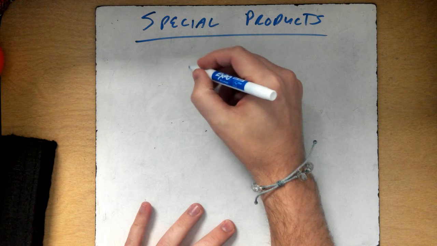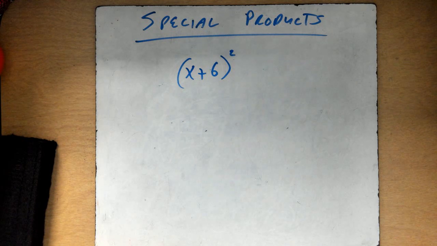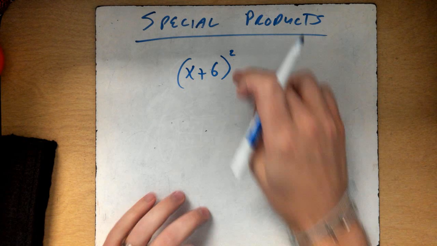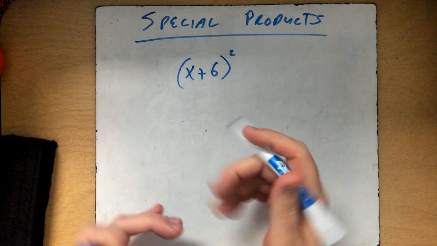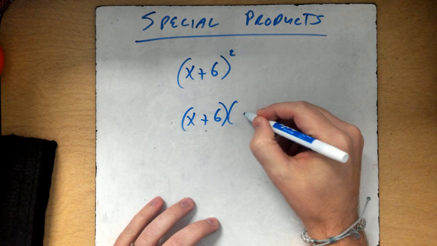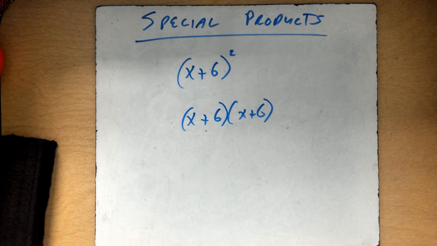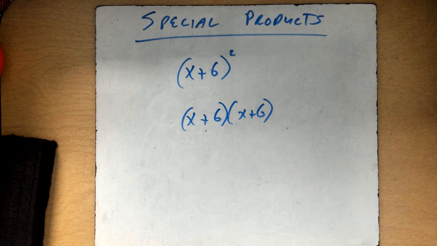So let's say you have x plus 6, and the whole thing is squared, okay? The second power. So the long way to do this, and I'll show you this first, is because this is squared, what this means is that there's two of these. So what you're doing is you're multiplying it by itself. So x plus 6 times x plus 6, okay? So there's two of these, right?